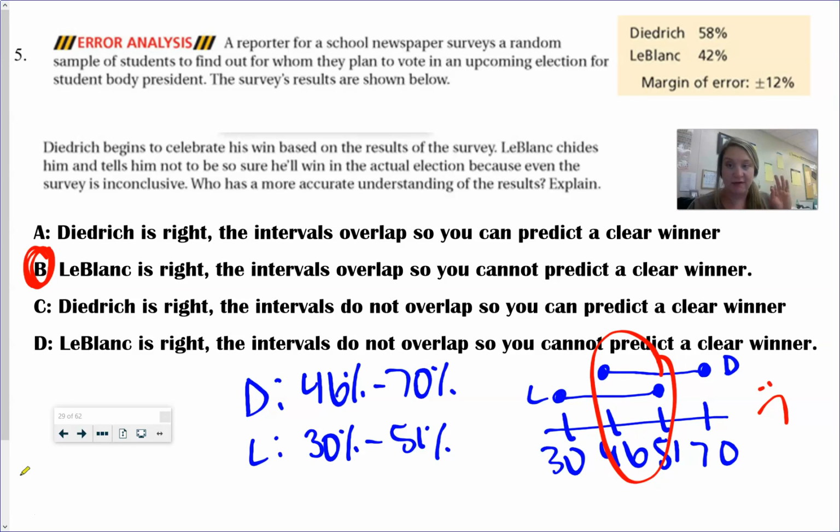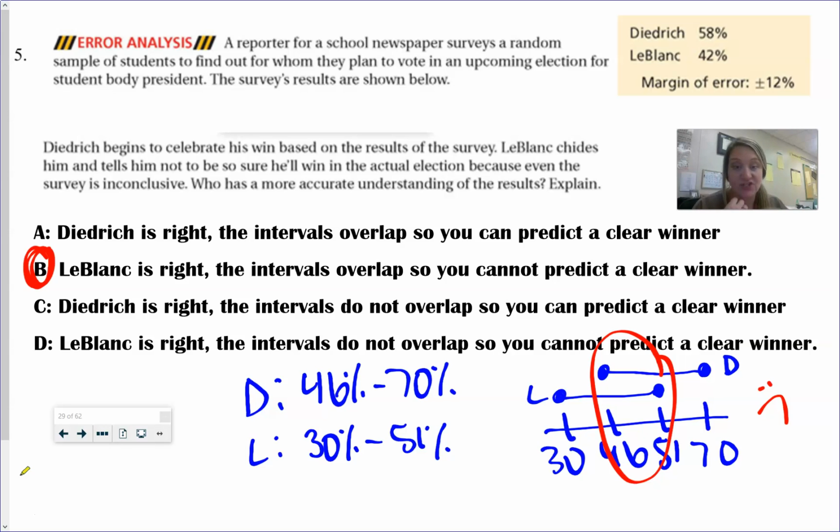All right, did you pick the right person? LeBlanc is actually correct. Okay, so your answer choices were either between B and D. He is right to say that the survey is inconclusive. Okay, because we have intervals that overlap. So because they did have an overlap between the 46 and 51% area, we cannot predict a clear winner. Because anywhere in that interval, one person could beat the other.